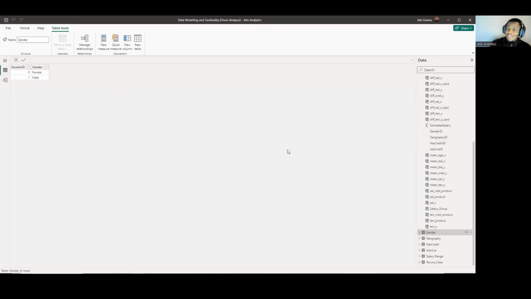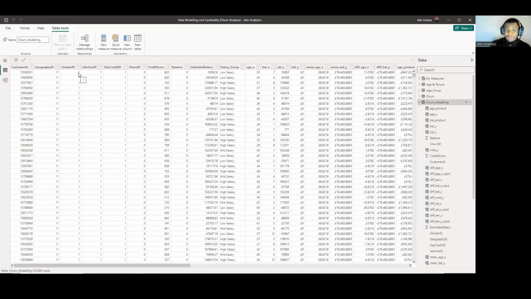Since we now understand what a dimensional table is, which means categorical tables that are brought into unique rows, this is also another way you can see them. So these are other dimensional tables: salary, geography, gender, activity. So 1 means active, 0 means inactive. It tells you so many things about that in the fact table. Where you see 1, it means that the person is male. Where you see 0, it means that the person is female.